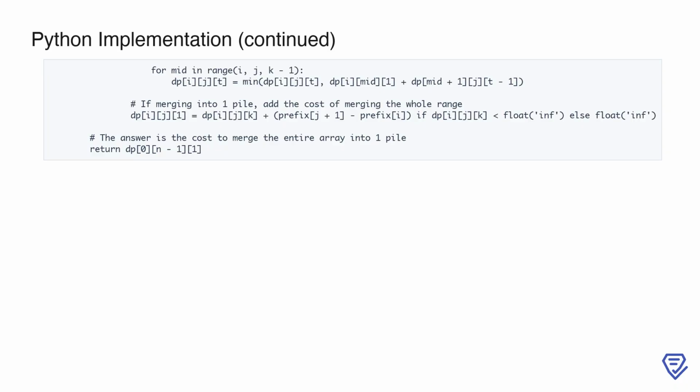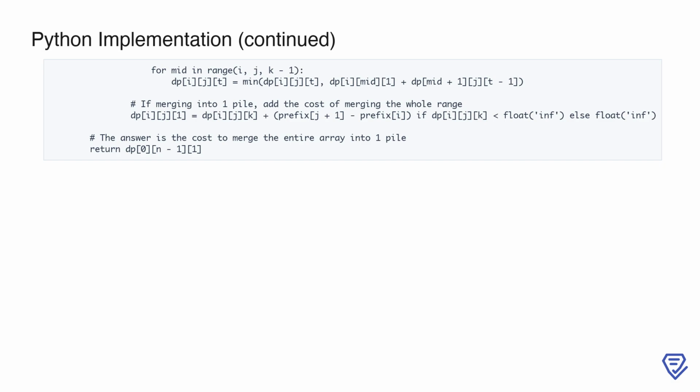Once we've calculated the cost of merging into multiple piles, we handle the special case of merging the range into a single pile. To do this, we check if it's possible to merge the range into exactly k piles. If so, the cost of merging into one pile is the cost of merging into k piles plus the sum of the entire range, which can be quickly calculated using our prefix sum array. If merging into k piles is not possible, the cost remains infinity.